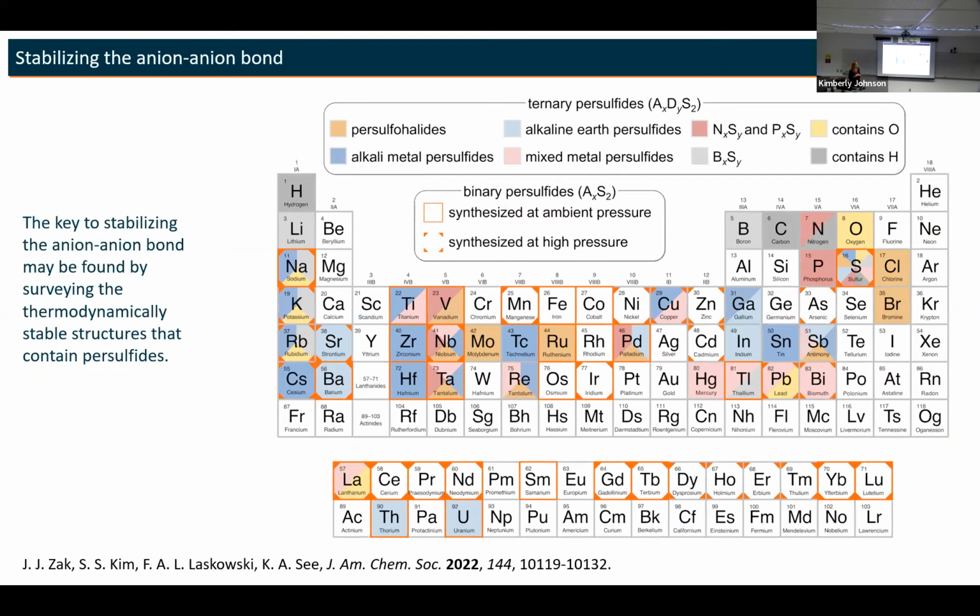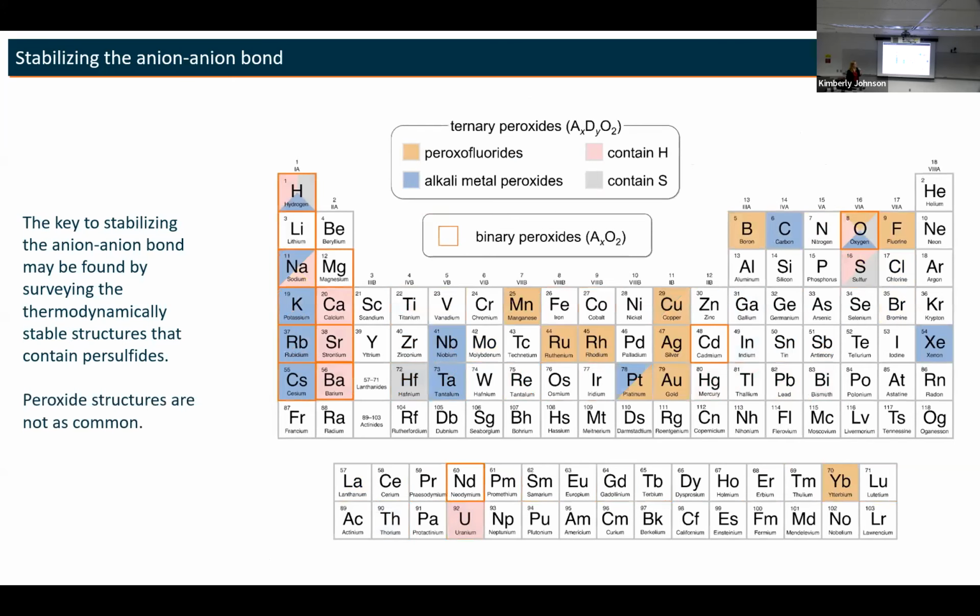If I compare this with peroxides, it's much simpler, right? So there's very few ternary peroxides, and the only binary peroxides are in these alkaline earth materials. And so the peroxides are much less stable than persulfides. So we think this is the way to go if we're going to target anion redox.